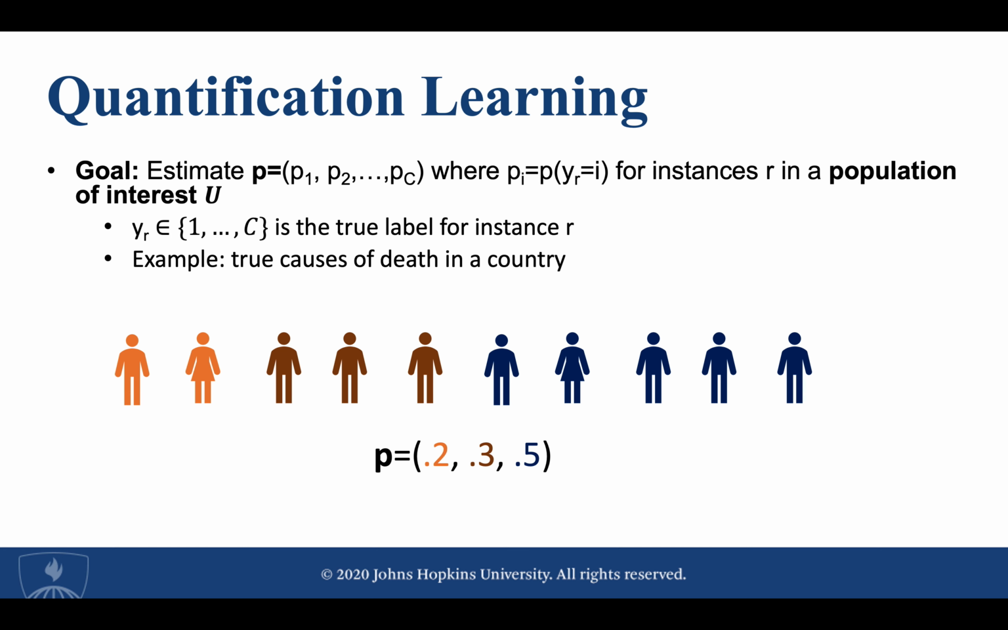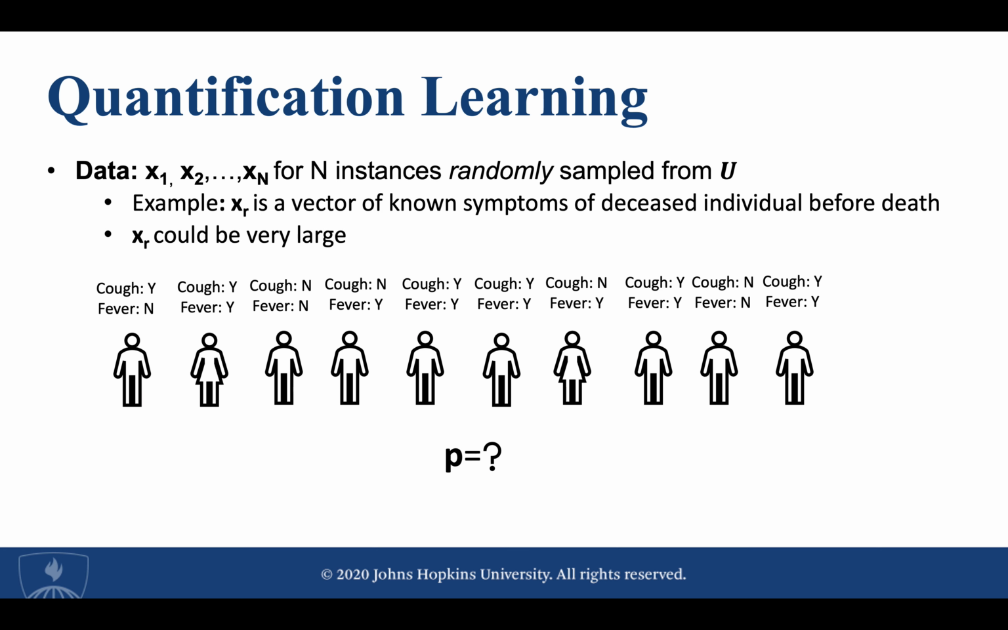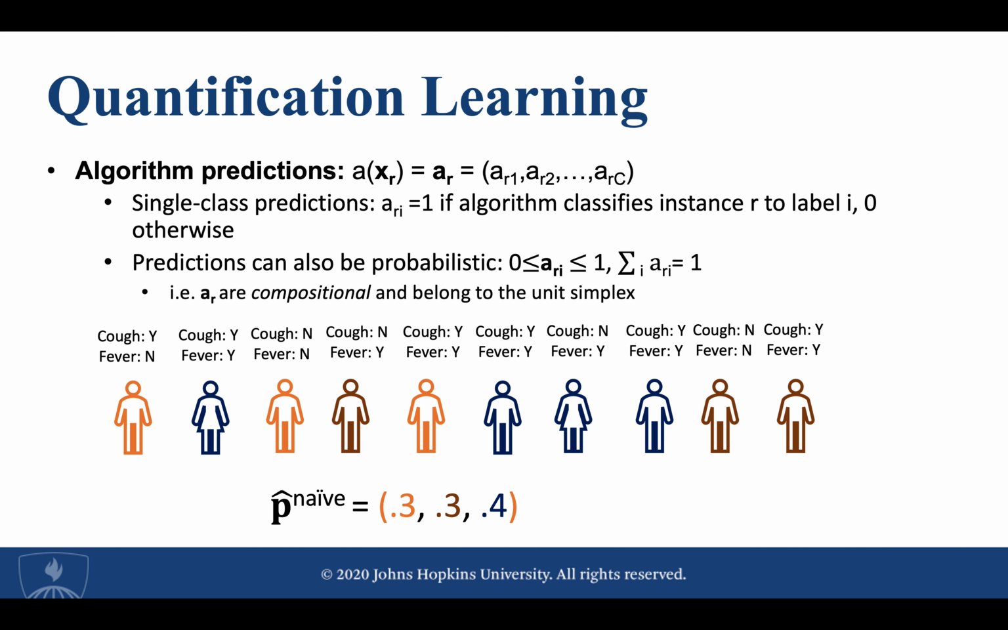The parameter of interest which we want to estimate is p, and the true value is 20%, 30%, and 50%. However, in quantification learning, we don't have access to the true classes, but rather we have access to a potentially large number of covariates that are thought to be predictive of the true classes. For example, we may have access to symptoms individuals were experiencing before they died. We can then use the covariates to obtain predicted classes for each individual. These predictions come from a prediction algorithm that has been trained using a separate training set, which I will talk more about shortly. These predictions can be single class predictions in which each individual is predicted to belong to a single class, or they can be probabilistic or compositional, which is common for Bayesian algorithms.